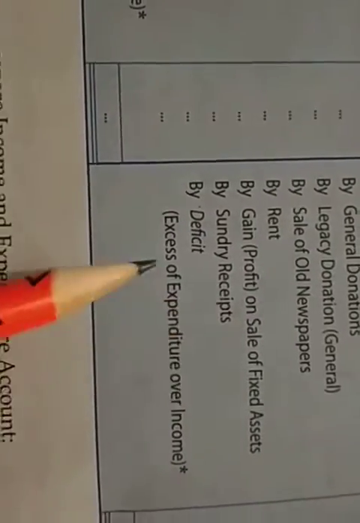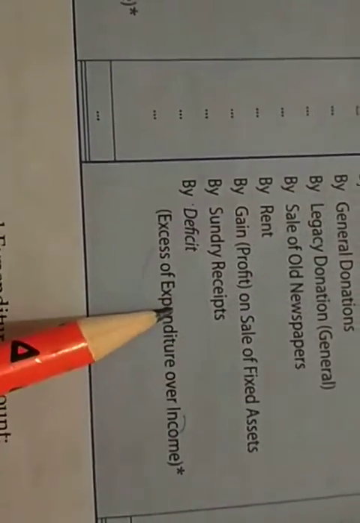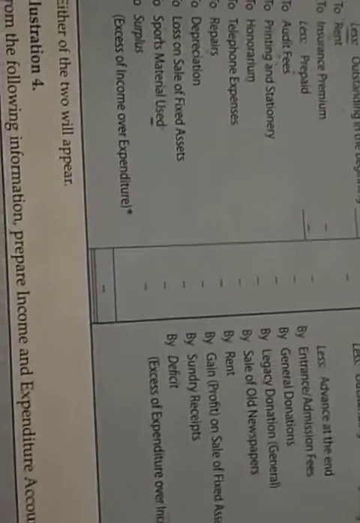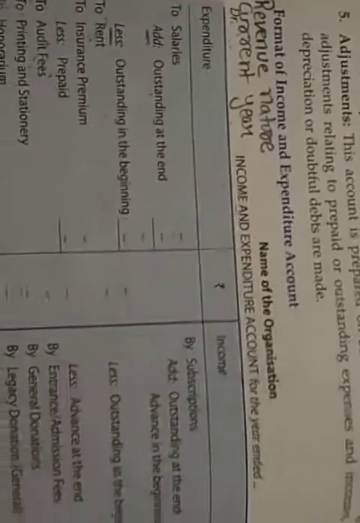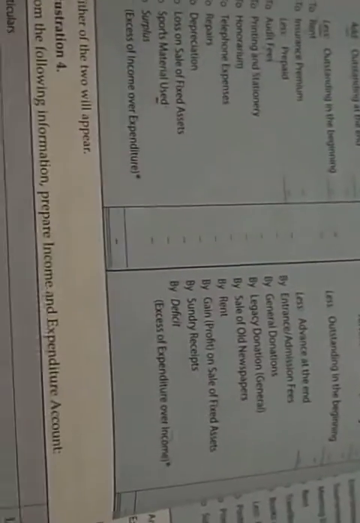account. Okay, and if balance is here, it is deficit. If balance is on the debit side, it is surplus. That's it, your account ends here. So two things should be kept in mind: revenue nature and current year. This is how you have to make income and expenditure.